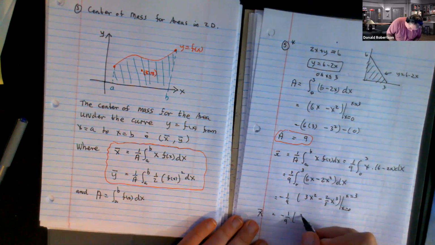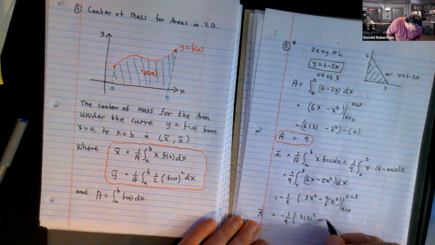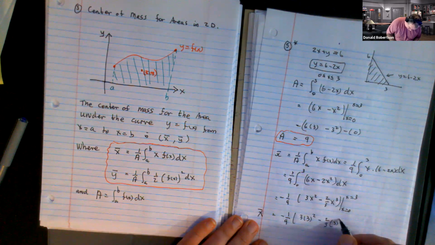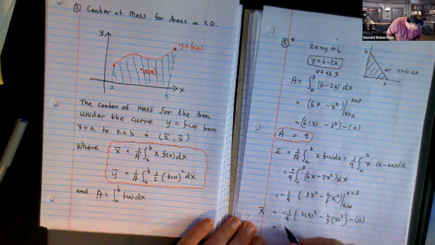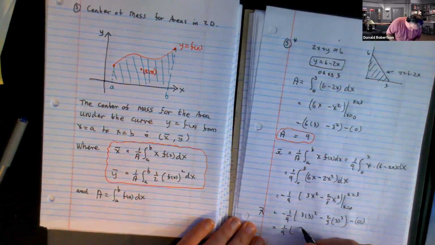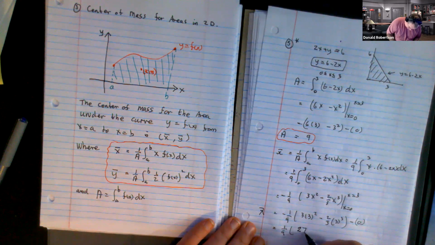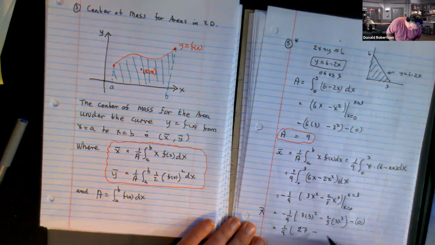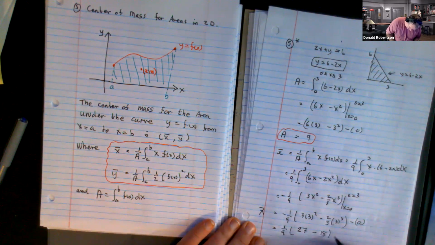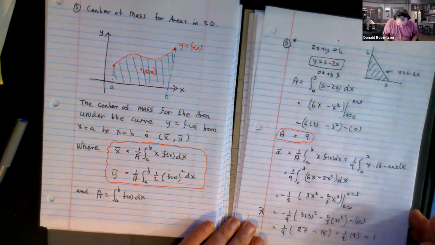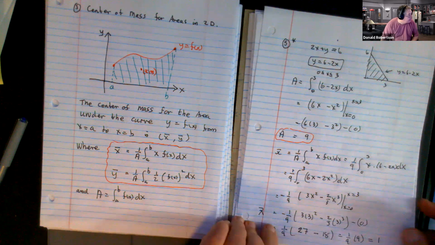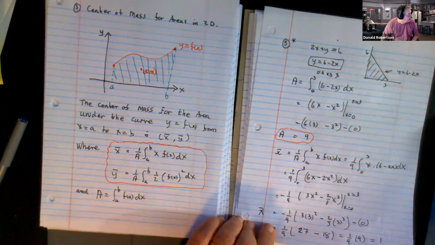Got 3 lots of 3 squared, take away 2/3 of 3 cubed, minus a whole load of zeros. That's 3 nines, that's 27, take away 18. That's 1/9 of 9, which equals 1. So in this question, at least, x bar is 1. Let's find y bar.